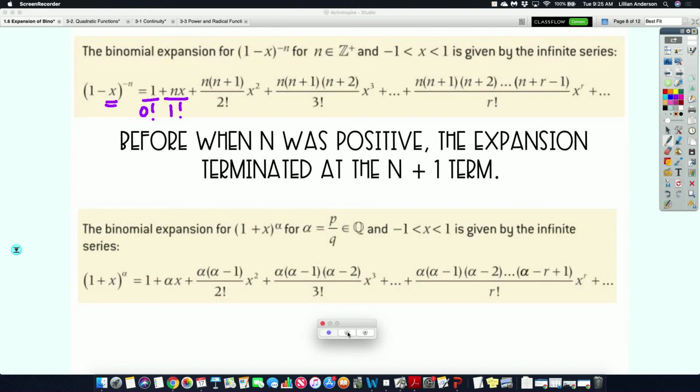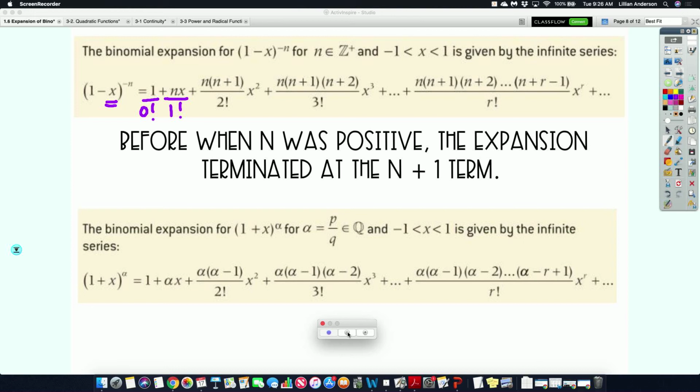That's alpha. In the binomial expansion for (1 + x) to the alpha power, where alpha represents p over q, in other words a rational number, is given by this infinite series. So when your exponent is a fraction, it's a very similar formula to the last one.